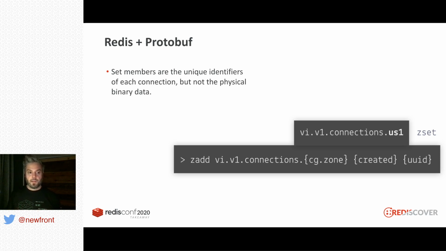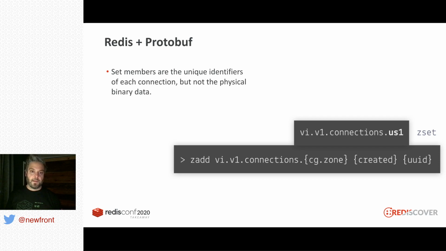So if you have plurality in the underlying keys, then vi v1 connections US1 is a pointer. It's a collection that points to individual objects. So using that information from the zone, the created time, and the UUID, we can either rebuild the Protobuf object just by taking that data back out again, or you can also encode the Protobuf directly into the sorted set. So instead of adding the UUID as the value inside of the sorted set, you can also add the byte array of the underlying connection into the sorted set.